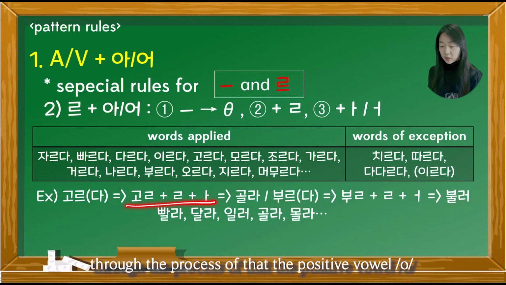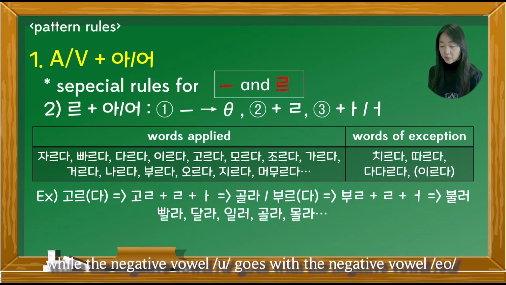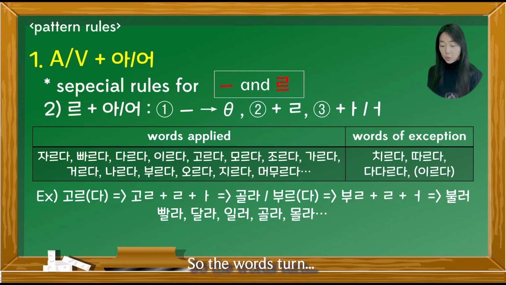Through the process of that, the positive vowel 오 goes with the positive vowel 아, while the negative vowel 우 goes with the negative vowel 어 after dropping the vowel 으, and then adding 리을. So the words turn 빨라, 달라, 일러, 골라, 몰라, etc.